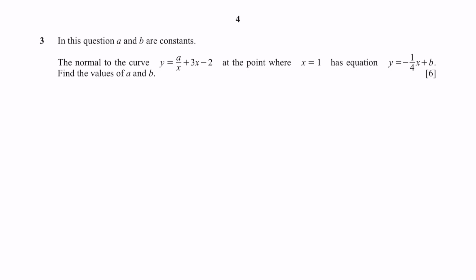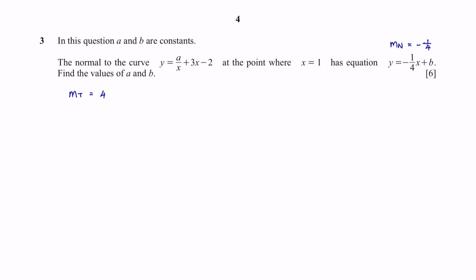Question 3. So we know that a and b are constants, and the normal to the curve y equals a over x plus 3x minus 2 at the point where x equals 1 has the equation y equals -1 over 4 x plus b. So we know that the gradient of the normal is negative 1 over 4. Find the values of a and b. Okay, so since the gradient of the normal is -1 over 4, the gradient of the tangent should be 4, right?